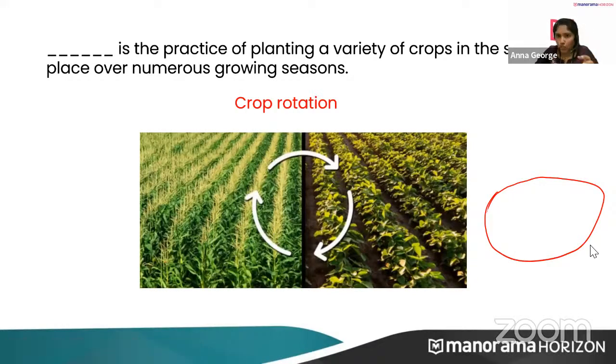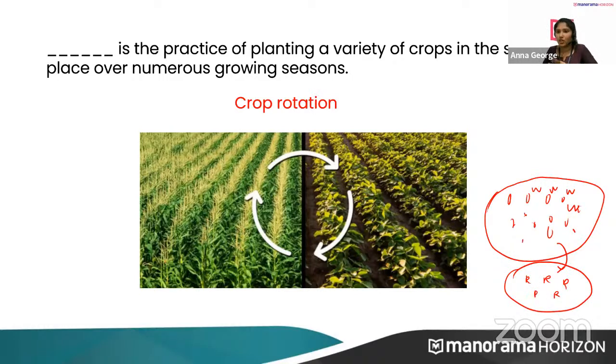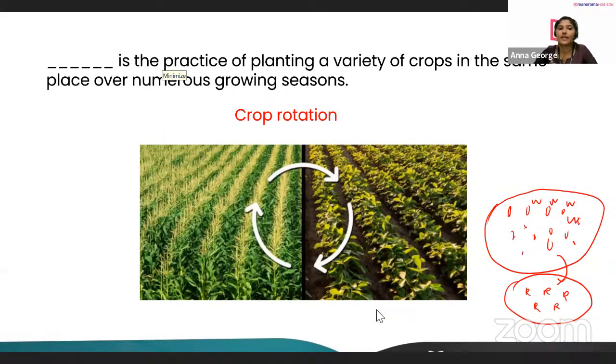Okay, in crop rotation, if in a growing season the crop is wheat, then in another growing season in the same piece of land, rice will be grown. This is not necessarily the case, but I'm just giving you an example. It is the growing of crops alternately in the same piece of land over numerous growing seasons. So this is the practice of planting a variety of crops in the same place over numerous growing seasons. Can you please explain it again?